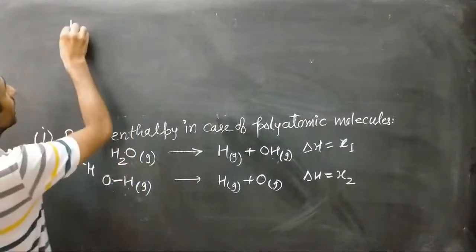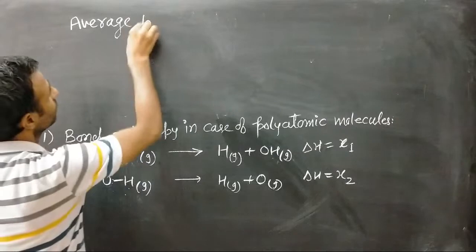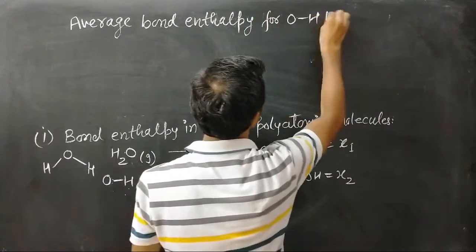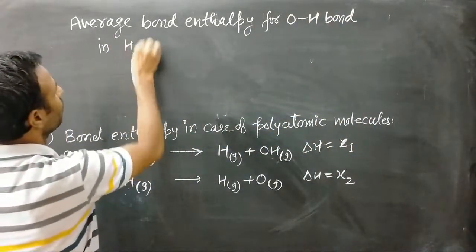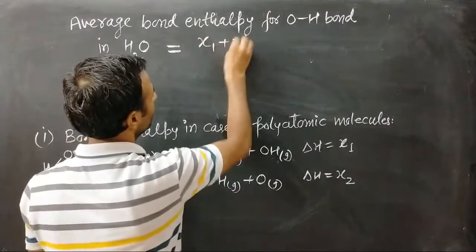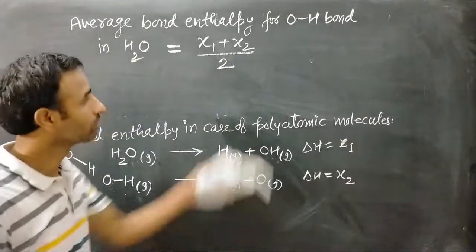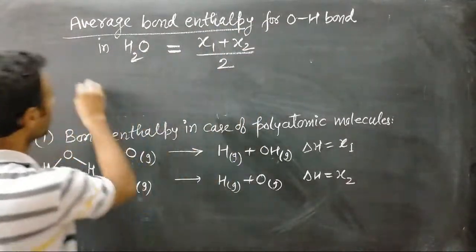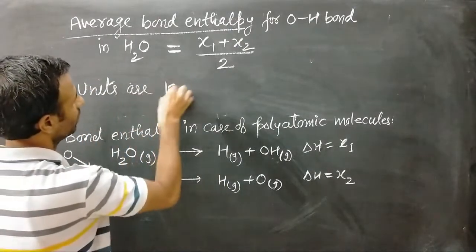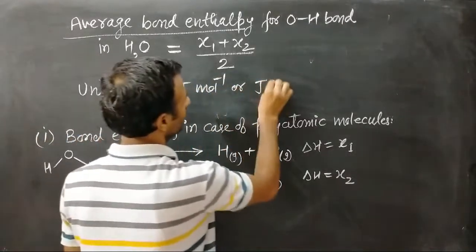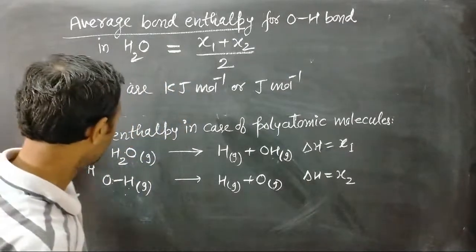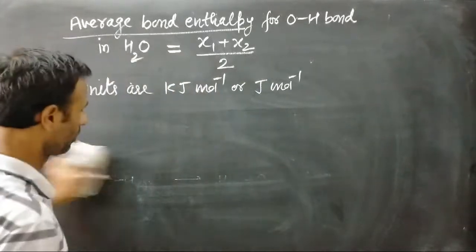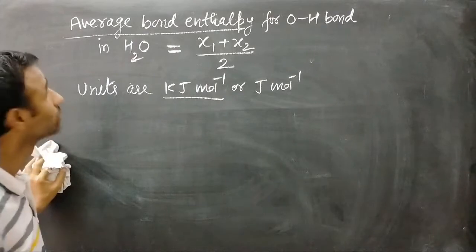But if the question is what is bond enthalpy, then we calculate average bond enthalpy for the OH bond in H2O. Here we use the average, that is X1 plus X2 divided by 2. So in case of polyatomic molecules, we use average bond enthalpy. Its units are either kilojoule per mole or joule per mole. Even calories can be used in case of food. So this is the unit of bond enthalpy.